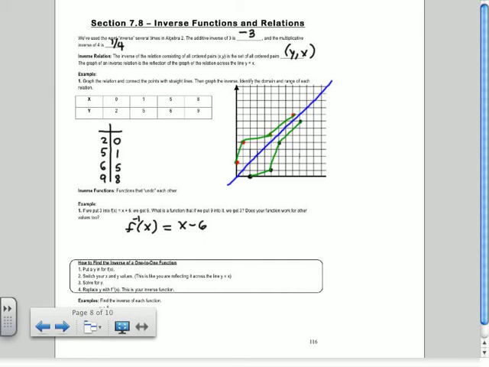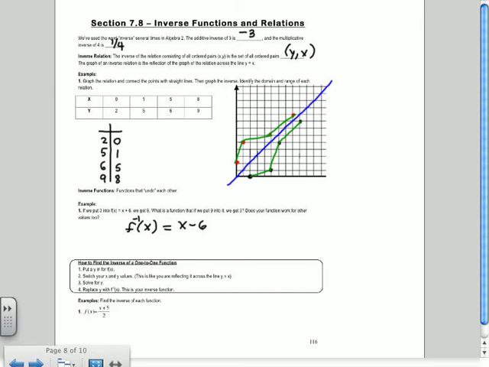It says find the inverse of each function. So first step, I'll write my numbers for you. I get y equals (x plus 5) over 2. So that was my first step. My second step, I switch my x and my y value. So all the y's become x's, all the x's become y's.